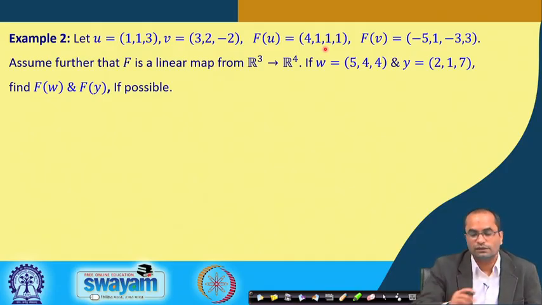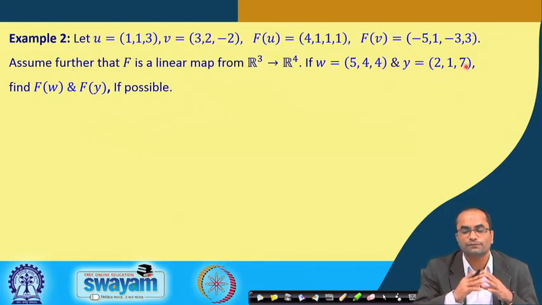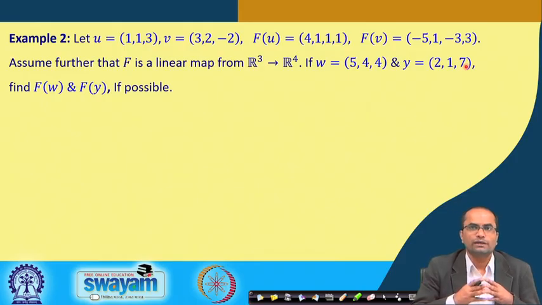And what is the question now? If w is given as (5, 4, 4) and y is given as (2, 1, 7), then can we find f w and f y? We know only that f u is given and f v is given, but we want to find what will be f w. The w vector is given as (5, 4, 4) and y is given as (2, 1, 7), and we want to find f w and f y, and f is a linear map.